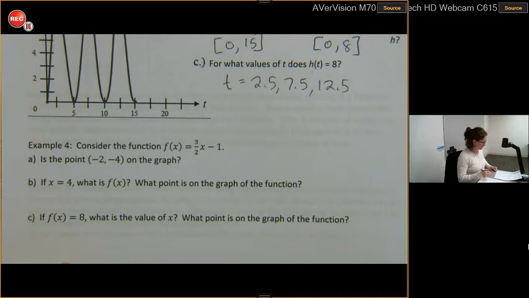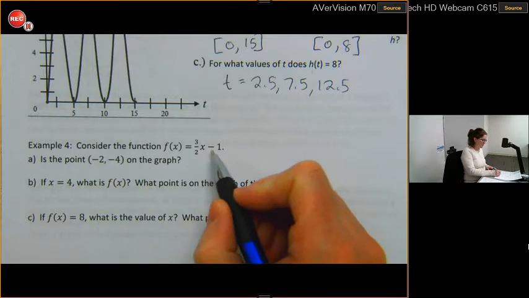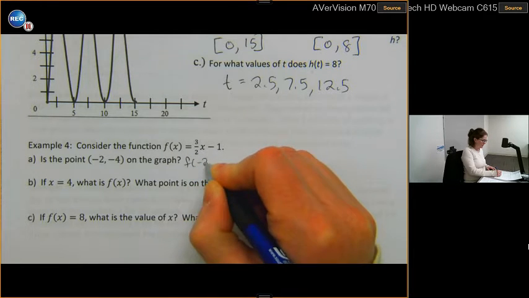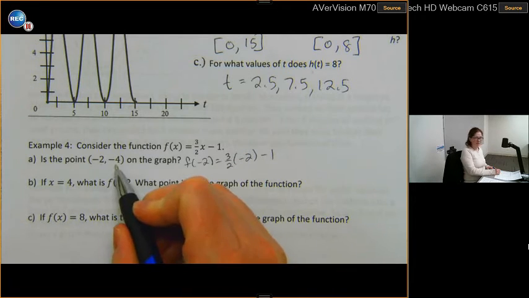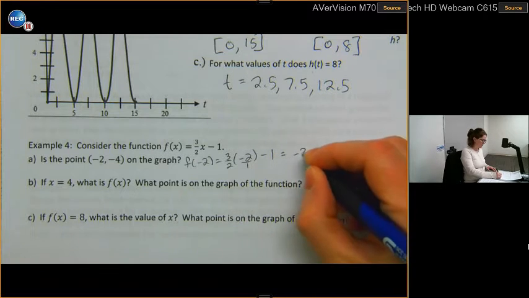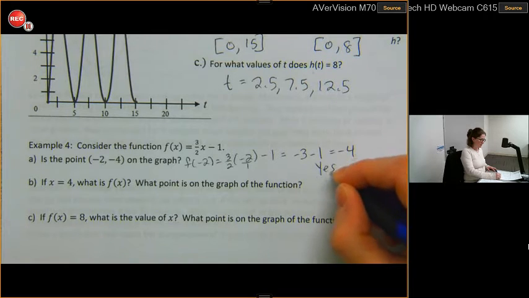Continuing section 8.4, we have the function f of x equals 3/2 x minus 1. The first question says, is the point -2, -4 on the graph? Well, to check that, I'm going to substitute -2 for the x value, and I'm going to see if my answer is -4. So 3/2 times -2/1, that's -3 minus 1, which equals -4. So my answer is yes.